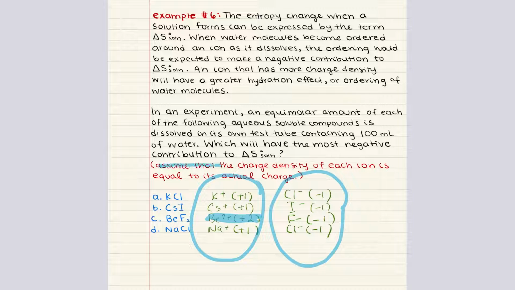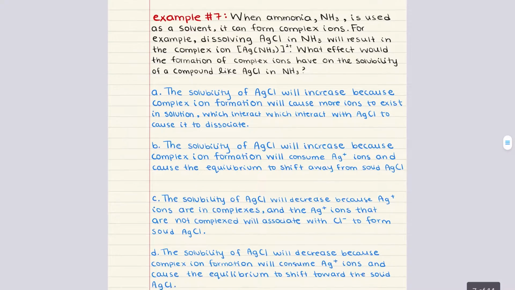And considering that the question tells us to assume that the charge density of each ion is equal to its actual charge, the correct answer for problem 6 is answer choice C. Let's move on to problem 7.